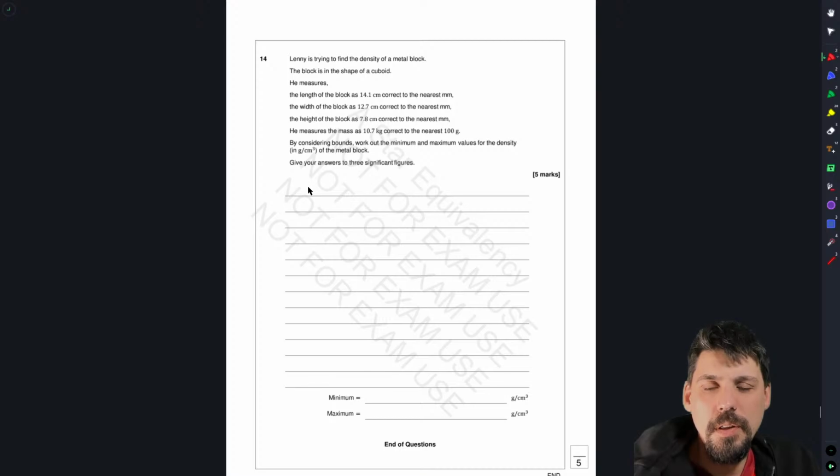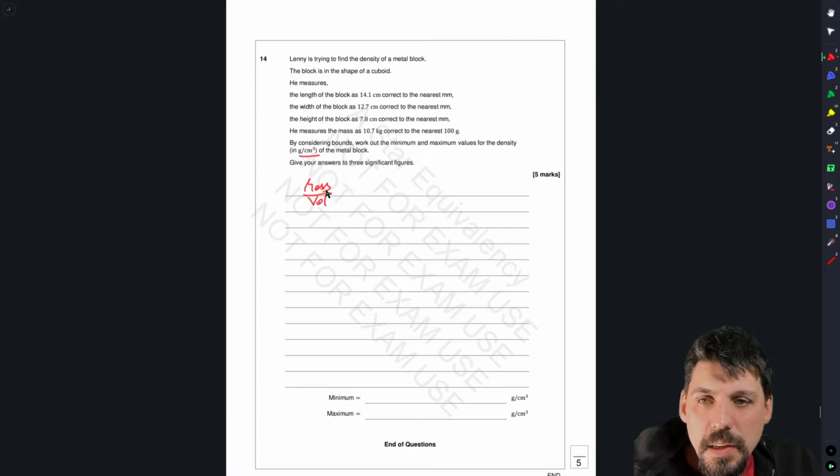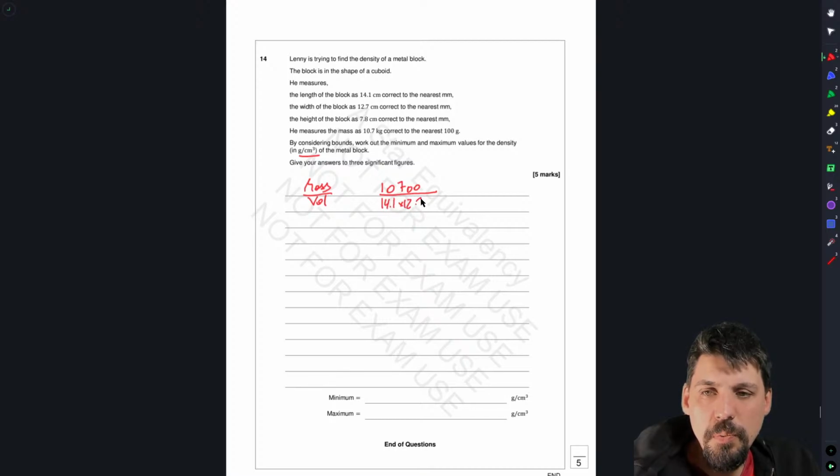Okay, so density is mass over volume. Now we want this in grams per centimeters cubed. I like that. So mass for him is 10,700 grams over the cuboid. So 14.1 times 12.7 times 7.8.